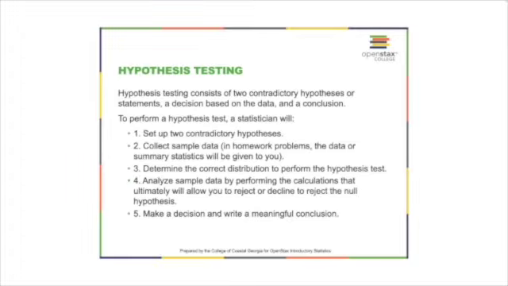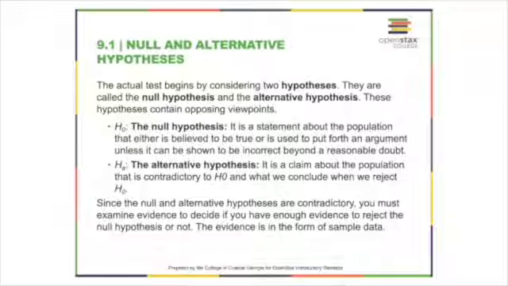All right, so you need to set up two contradictory hypotheses. So either your mean equals this or it doesn't equal this. Either your mean is greater than this or it's less than or equal to it. Something like that, but they have to be contradictory. Collect sample data. So in your homework problems, the summary or the actual data will be given to you. Determine the correct distribution for a hypothesis test. So that could be a z-test, a t-test, or a 1 proportion z-test. Analyze sample data by performing the calculations, which I will show you how to do in the graphing calculator, and then make a decision and write a meaningful conclusion.